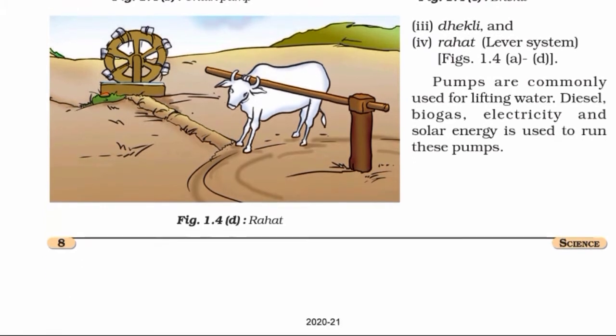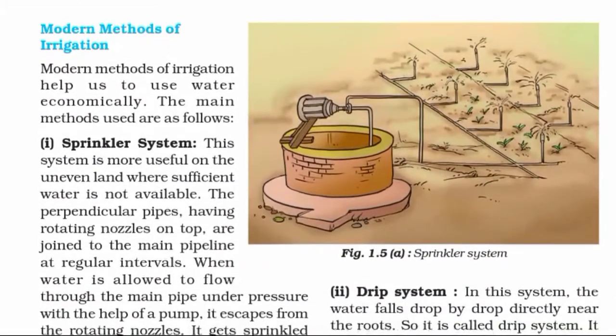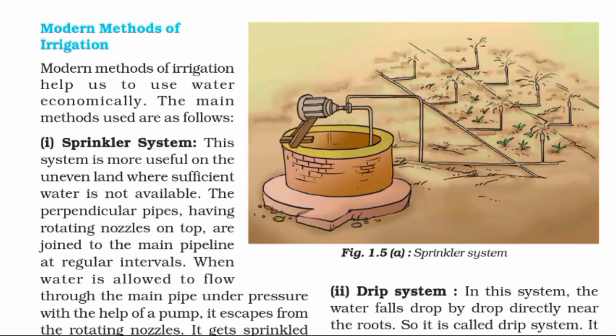Page 9. Modern methods of irrigation. Modern methods of irrigation help us to use water economically. The main methods used are as follows. First, sprinkler system. This system is more useful on the uneven land where sufficient water is not available.